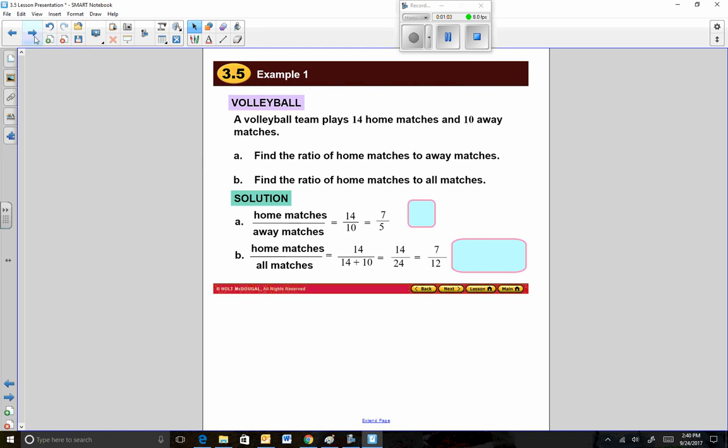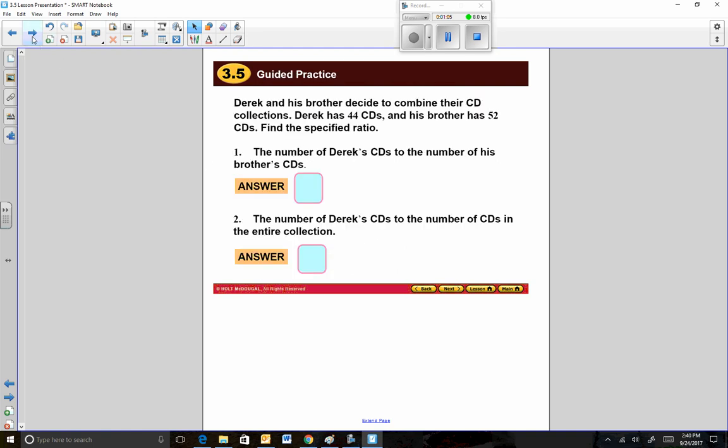Let's take a look at another problem. Actually, let's give you a chance to try it out. Read the question and answer the 2 problems here. Pause your video. Welcome back. The number of Derek CDs to the number of Brother CDs is 11 to 13. The number of Derek CDs to the number of CDs in the entire collection would be 11 to 24.